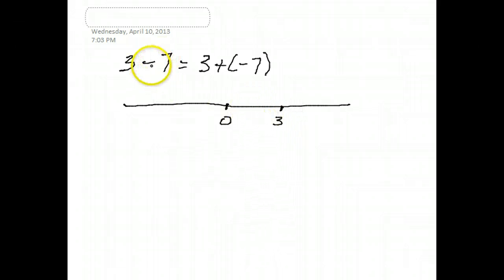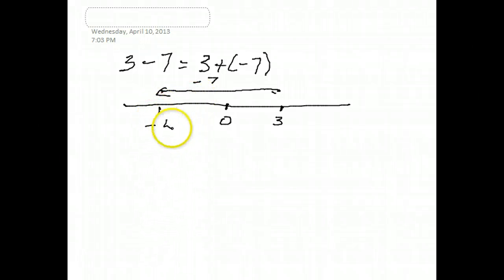And then whether it says minus 7 or whether it says plus negative 7, it means the same thing. In both cases, it means that you're going to go 7 spaces in the negative direction. The negative direction is to the left. The positive direction is to the right. So starting at 3, I'm going to go minus 7. And where do I wind up? I'd wind up at minus 4.